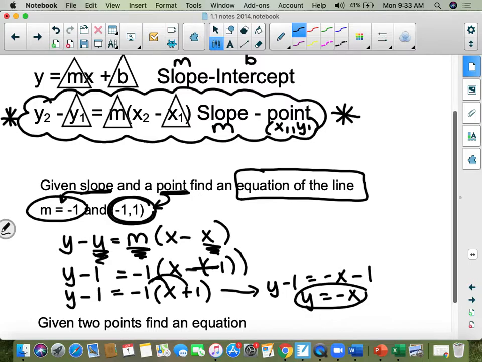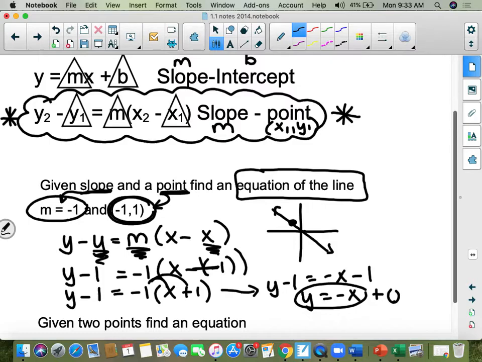This equation of a line, it looks like this, you guys. That's what it looks like. y equals a negative x. It has a slope of a negative 1, and it goes through 0, 0. It also goes through a negative 1, 1, just like it says.